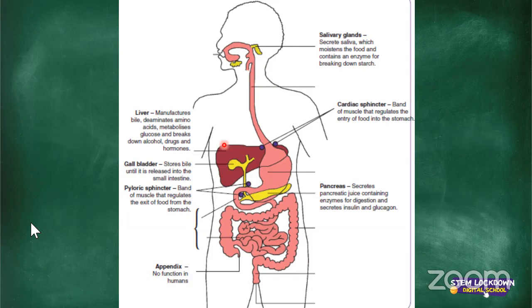The other accessory organ that we're going to look at is the gallbladder. So the gallbladder stores bile. It stores bile until it is released into the small intestine, all right? Another function of the gallbladder is that it emulsifies fats. It also promotes peristalsis, and it neutralizes the acidity of chyme.